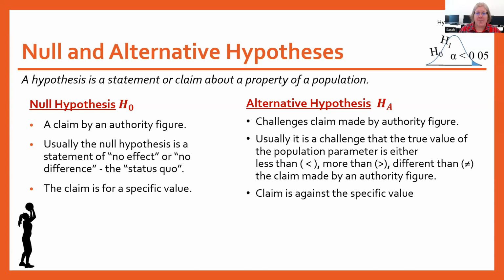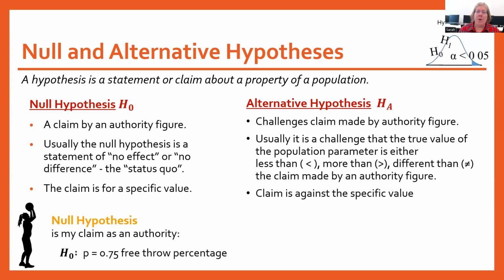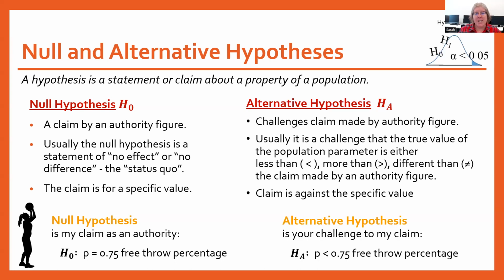If we go back to those basketball free throws, the null hypothesis is going to be my claim as the authority, and that's that the proportion of free throws I make is 75%. So I have a 75% free throw percentage. Our alternative hypothesis is your challenge to my claim. So you're saying the proportion of free throws is less than the 75% free throw average.